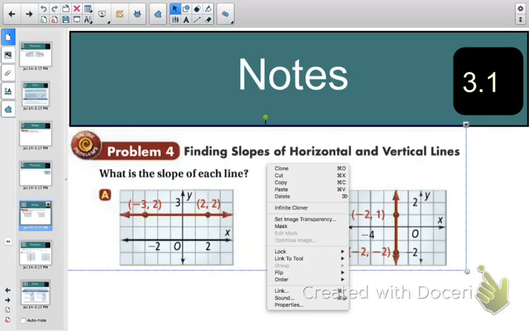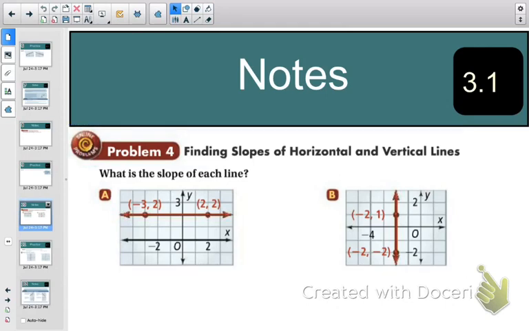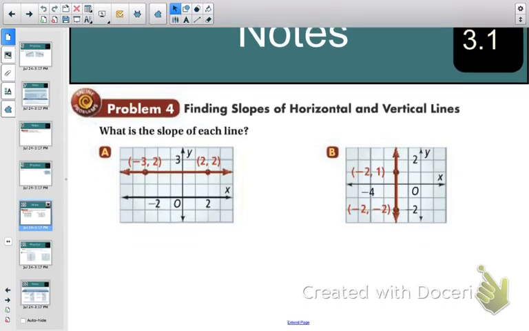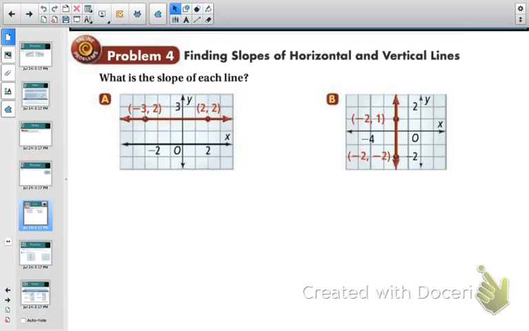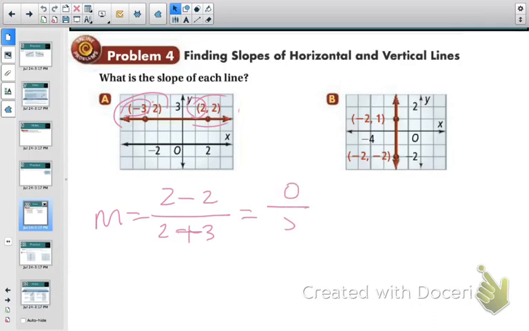Alright, okay, so we haven't really looked at these this year, so let's look at slopes of horizontal and vertical lines. If I do this using the slope formula, I've got my 2 points here. I'm going to subtract my y's, so 2 minus 2, over 2 minus negative 3. Minus negative 3 just turns into a plus. Well, 2 minus 2 is 0, over 2 plus 3 is 5. 0 divided by 5 is 0.